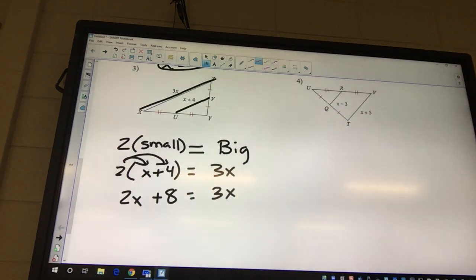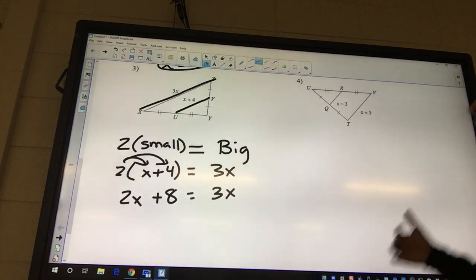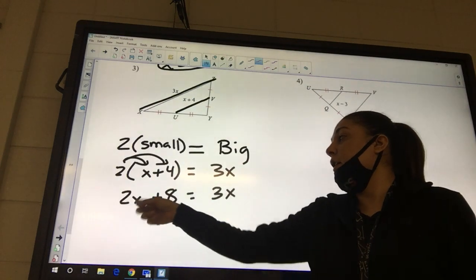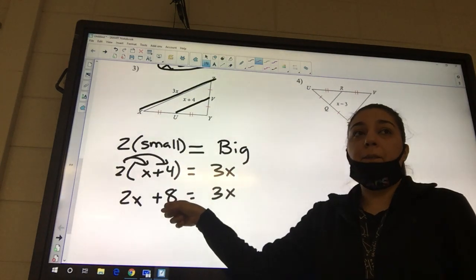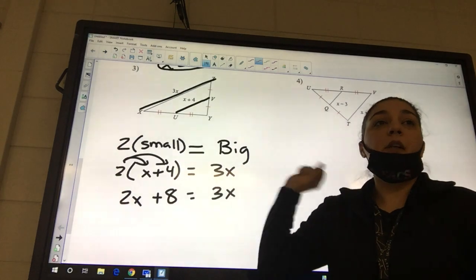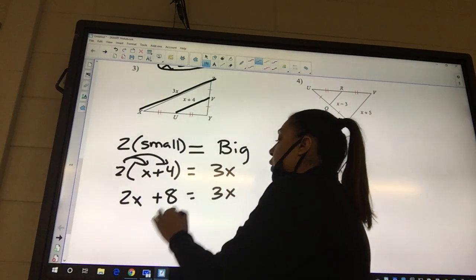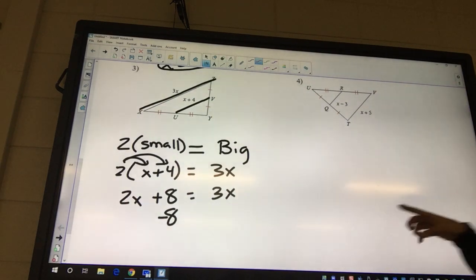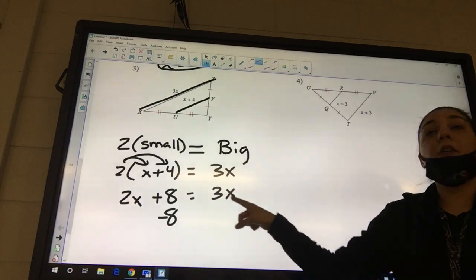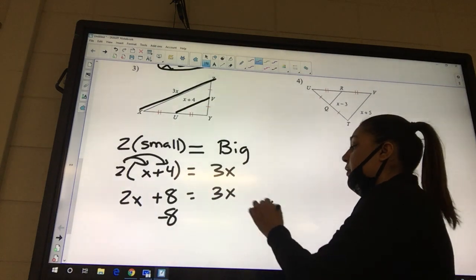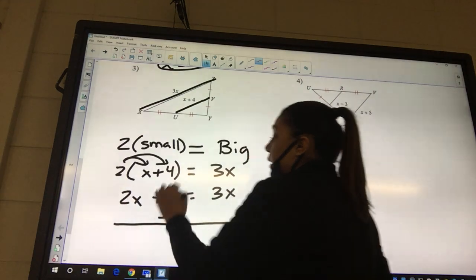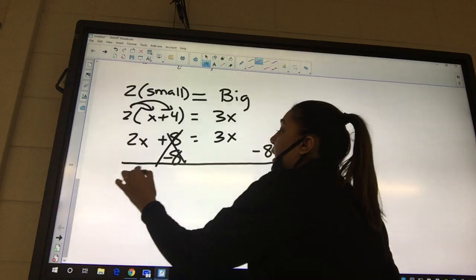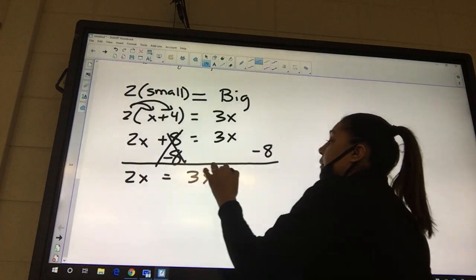Okay. So go through your form. Letters go on the left. So 2x, is that a letter or a number? Letter. It's got a letter in it, then it's a letter. 8, letter or number? Number, so it needs to be moved. How do I move a plus 8? Minus 8. Where do I put it? On the other side. On the right. So can I put it under this 3x? No, because there's a letter with it. So just put it all off to where there would be a number, okay? So we're going to have 2x equals 3x minus 8.